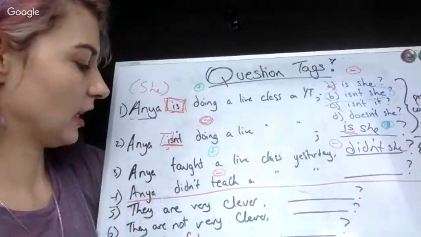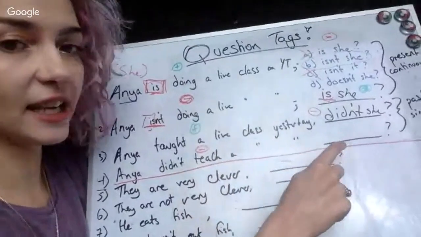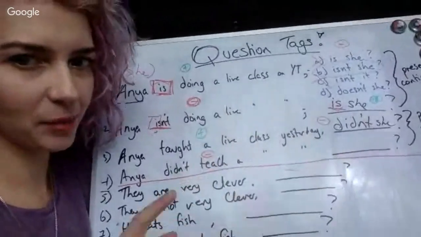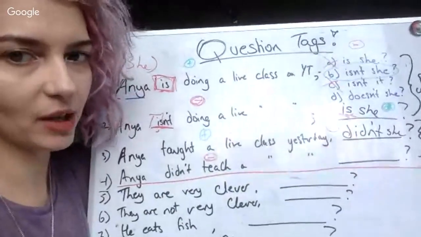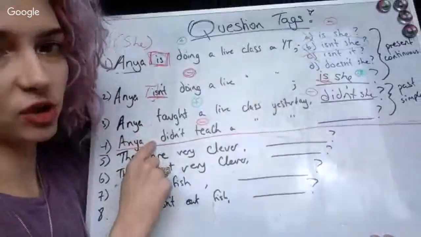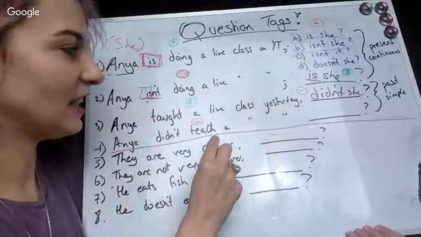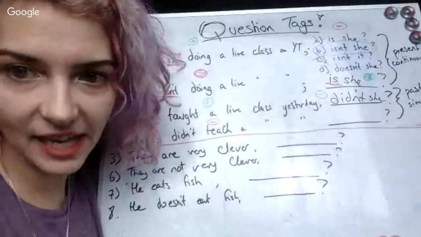Okay, and okay, the next one, number 4. Anya didn't teach a live class yesterday. What should the question tag be here? I'll give you guys a moment to think about it and answer in the comments. So this is kind of the same as this question, but just, well, the opposite, in the negative form. Anya didn't teach a live class yesterday.